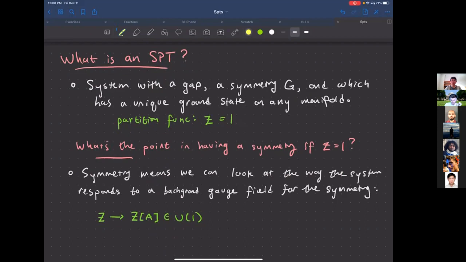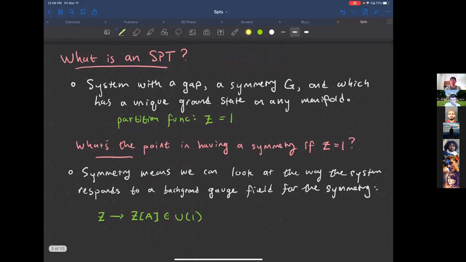People are familiar with topological order and gauge theories and stuff like this. These are also systems where you have a gap. You can think about them as having some symmetry, but if I put something with topological order on a manifold like this, it'll have some ground state degeneracy, and if I put it on a manifold like this, it'll have some different ground state degeneracy. And so we're not interested in cases like this. We're just interested in the case where there's just one ground state, a unique ground state for everything.